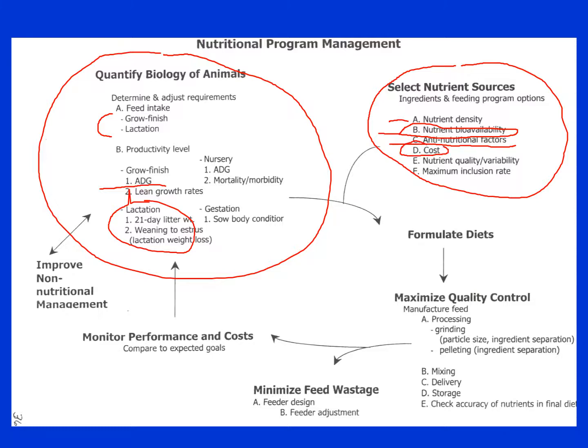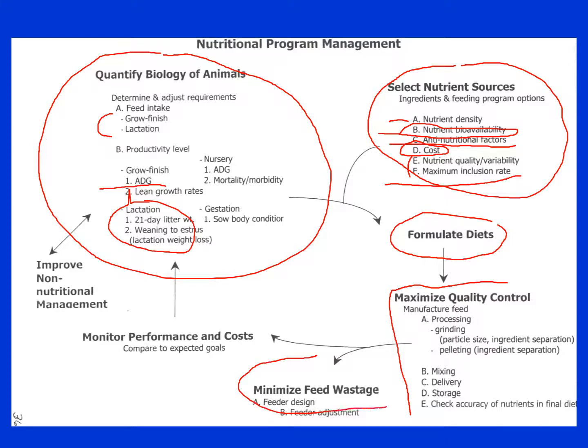Cost: we don't necessarily want the lowest cost ration, but we want the best cost ration. What we pay for feeds is an investment in getting productivity from those animals. Okay, nutrient quality and availability, and how much can we put a particular feedstuff in before we may decrease palatability or whatever. So we take all this into account, we formulate the rations, then we have to make sure it's mixed correctly and processed correctly, stored correctly, etc. And then we make it available to the animals.